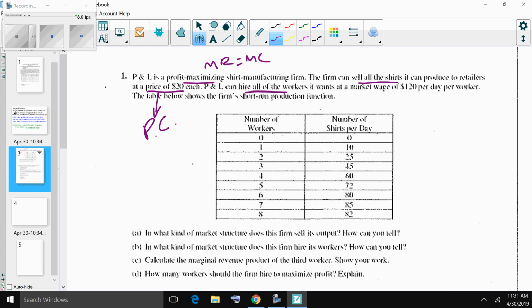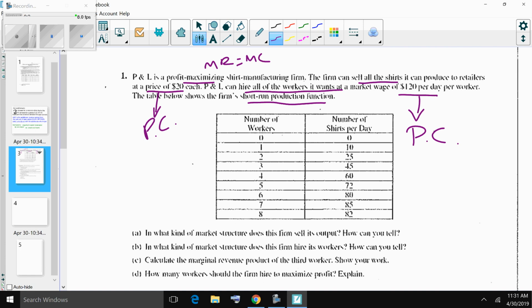They can hire all they want at a wage rate of $120 per day. So that means wages are constant, so they hire in a perfectly competitive labor market. Okay? And here is the short run production function. So this is the short run, how many workers they hire and how many shirts each worker makes. Knowing that from the setup, let's read what it asks you.